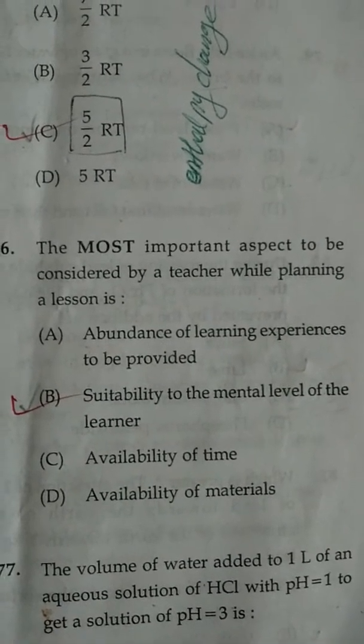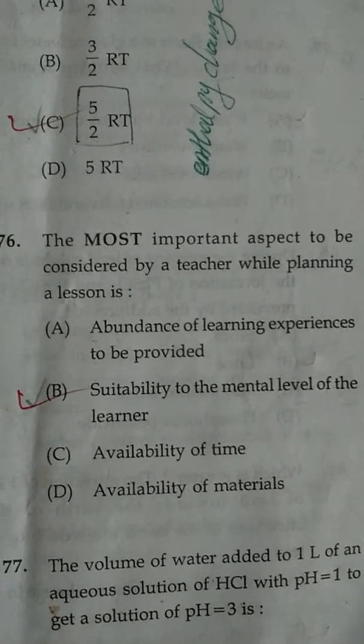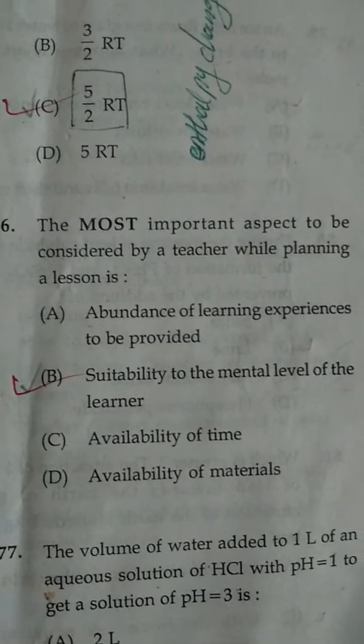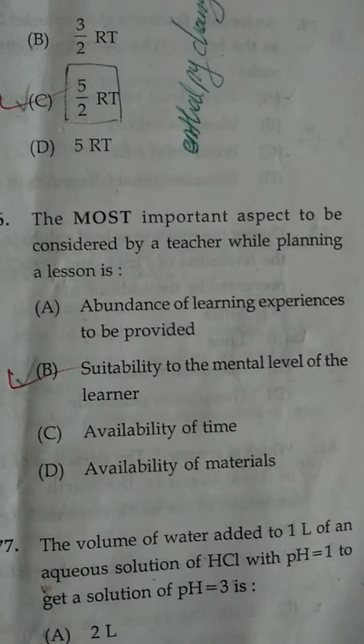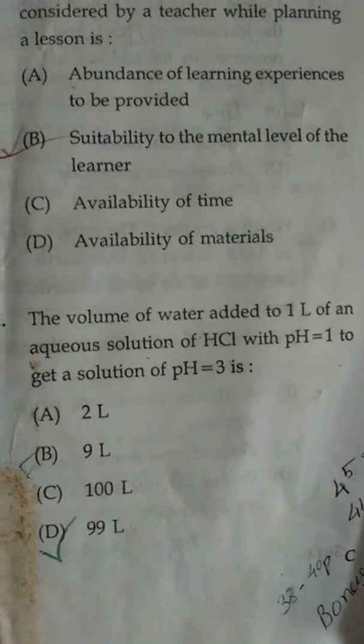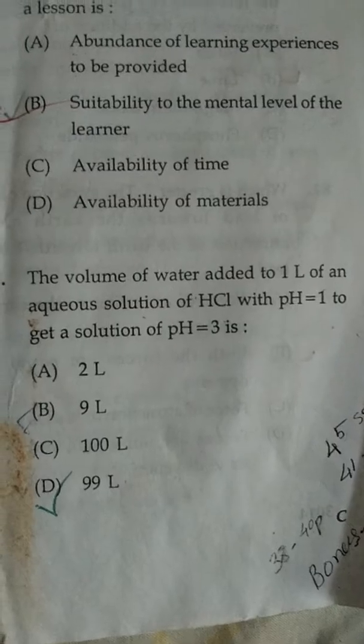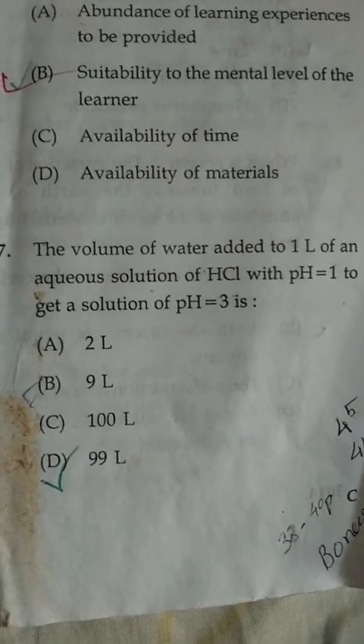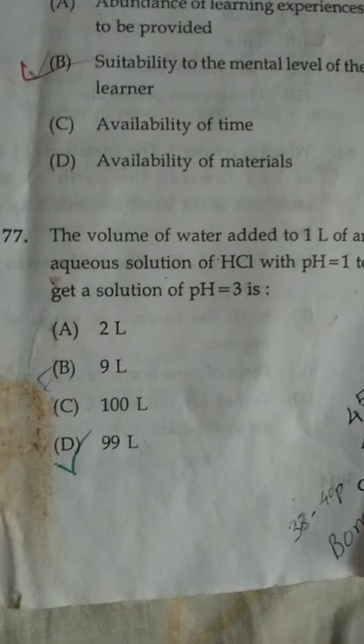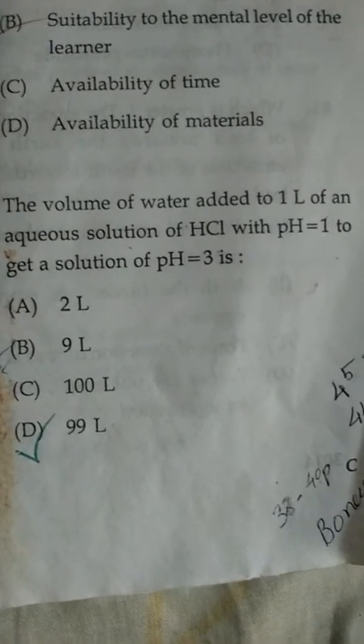The most important aspect to be considered by a teacher while planning a lesson plan: suitability to the mental level of the learner. The volume of water added to 1 liter of an aqueous solution of HCl with pH equal to 1 to get a solution of pH equal to 3. The answer is 99 liter.